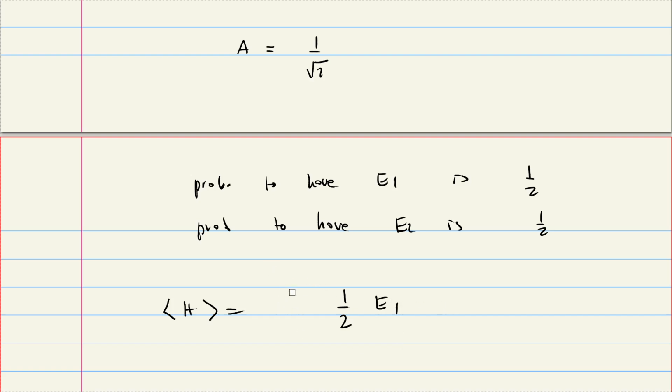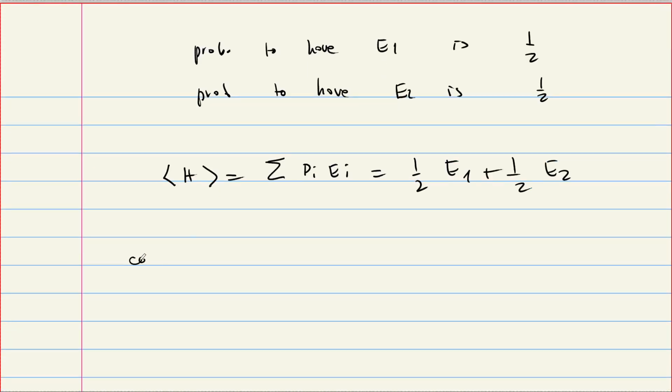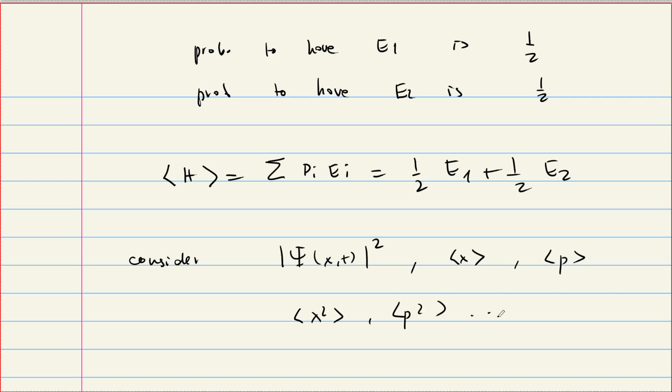The expectation value of the energy, or Hamiltonian, is the sum over n of Pi times Ei. Let me just write it, there is no sum here: this is 1/2 E1 plus 1/2 E2. As an exercise, we did this a little bit last time, but you can also do it again: time-dependent probability, expectation values, and variance, and things like this. Any questions?